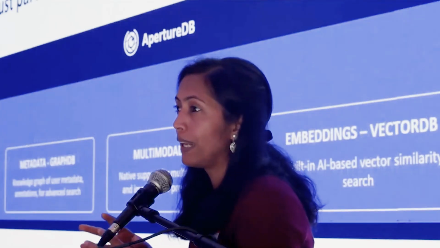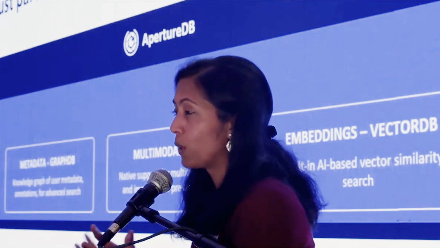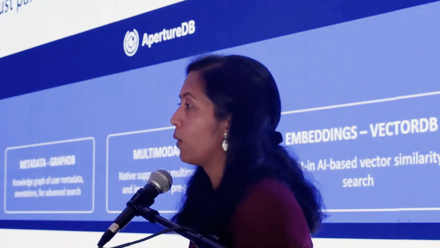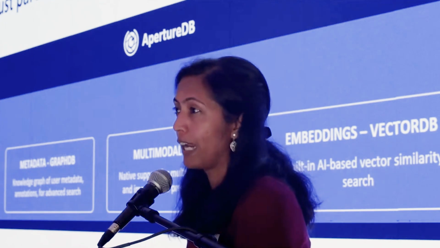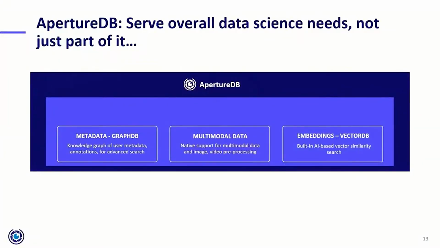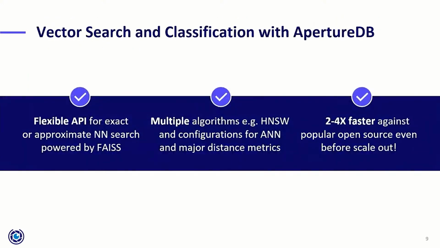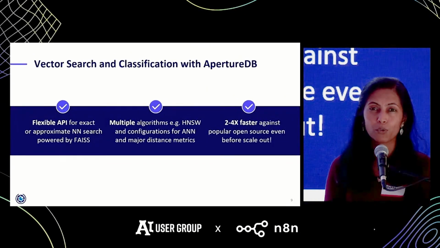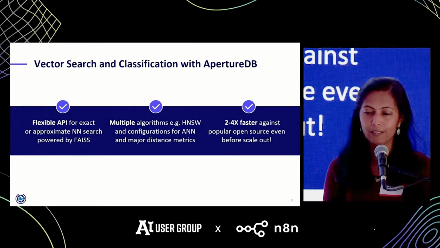Then the last big piece was vector search. So we started working with images and videos first. And so one of the ways of finding this sort of data was through embeddings or signatures. And so that's why we built a vector database with it. It's based off of Meta's Faiss library. So it has a flexible API. We support different indexing algorithms. And as of some customer measurements, we are 2 to 4 times faster in the way we built this.